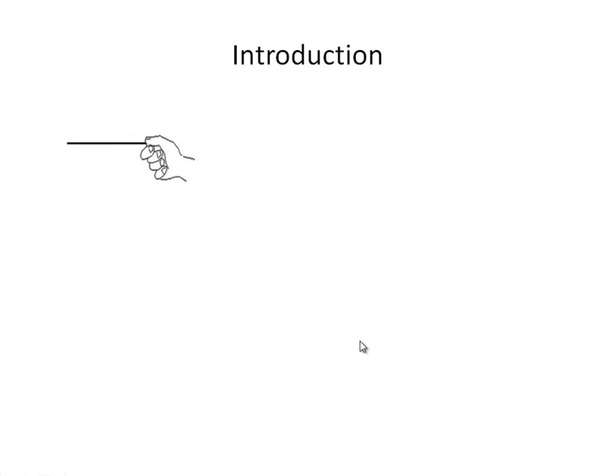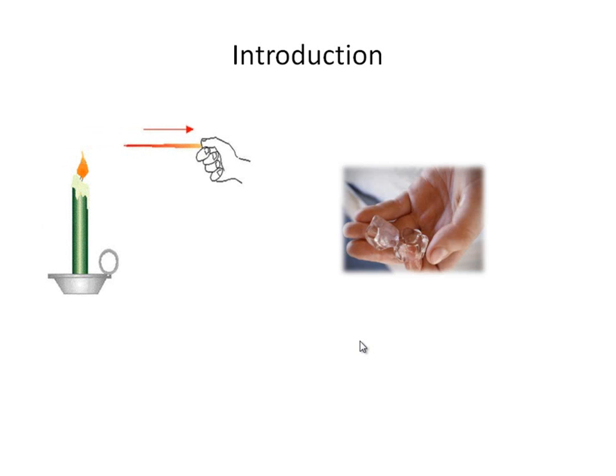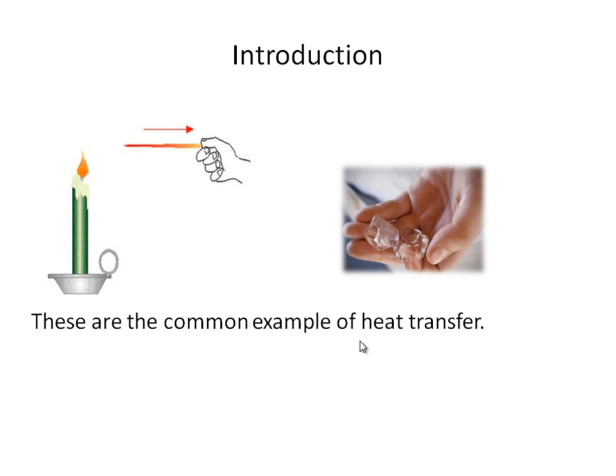Suppose one end of a metal rod is placed into the flame. The other end of the rod will get so hot that no one can hold it with bare hands. If we touch an ice cube, does cold flow from the ice cube to our hand or vice versa? These are some common examples of heat transfer.